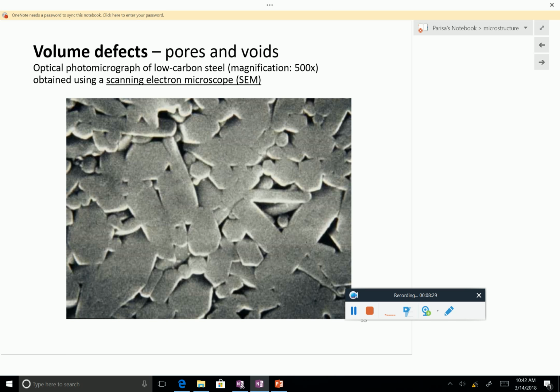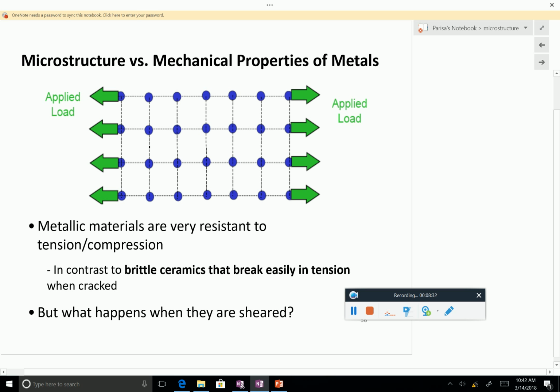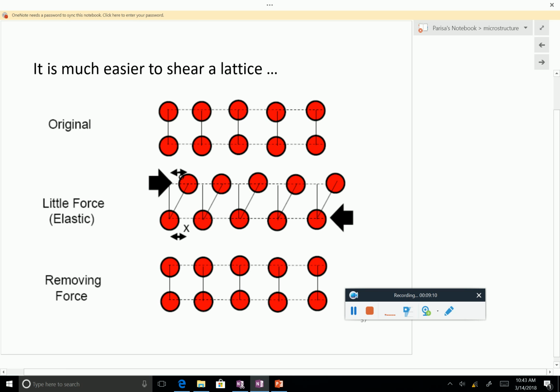Now, what is important for us is how the microstructure affects engineering properties. This is what we care about the most. Unlike brittle materials that we have seen before, like glass or concrete, metallic materials are actually very good in tension. We can stretch the bonds between the atoms. They don't break easily in tension, but they're weak in shear. And we want to see why.